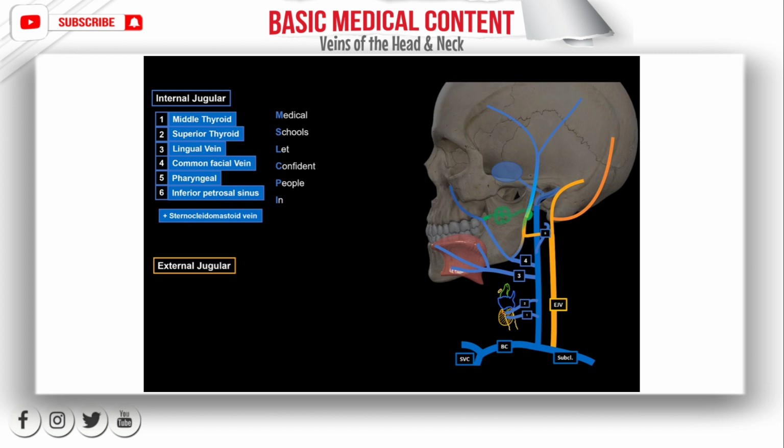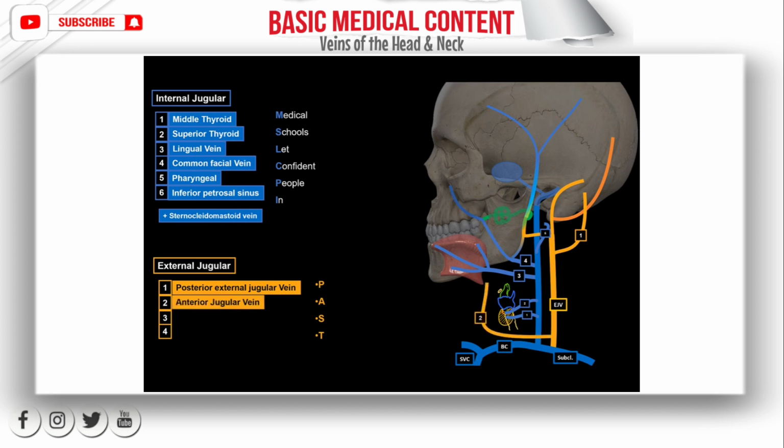Then when we talk about the external jugular vein, there are 4 veins that drain directly into the external jugular vein. And to remember them, we use PAST. P is for the posterior external jugular vein, which drains mostly muscles and the skin of the neck and the occipital region. Then A stands for the anterior jugular vein.